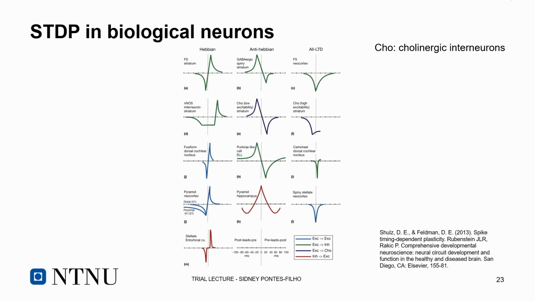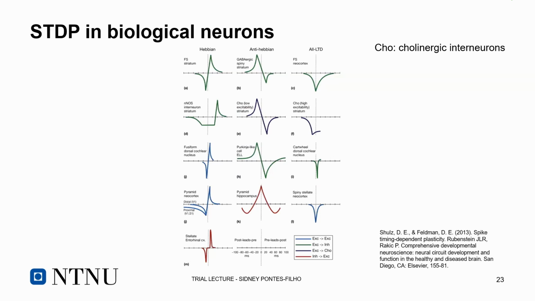The first column is related to Hebbian learning. That's neurons that fire together, wire together. When there is a causality, it's going to increase the weight or the synaptic strength, and when there is no causality, it's going to reduce. The types of neurons where Hebbian was checked were FS striatum, NOS interneurons striatum, fusiform dorsal cochlea, pyramid neocortex, and layer II entorhinal. And you can see the different colors in the graph.